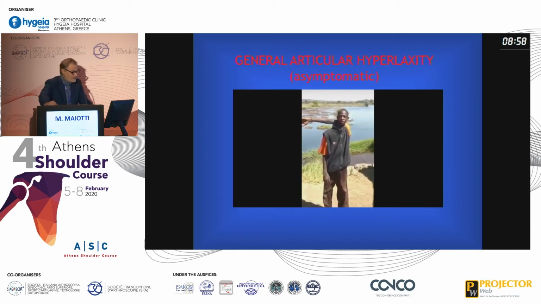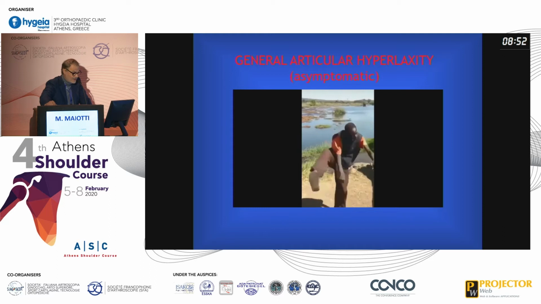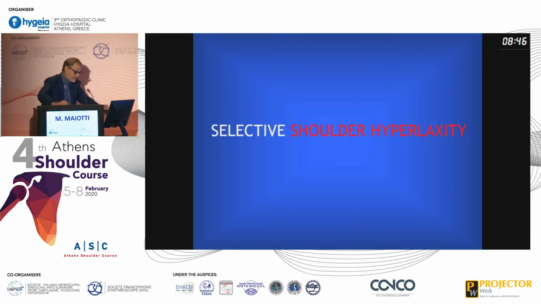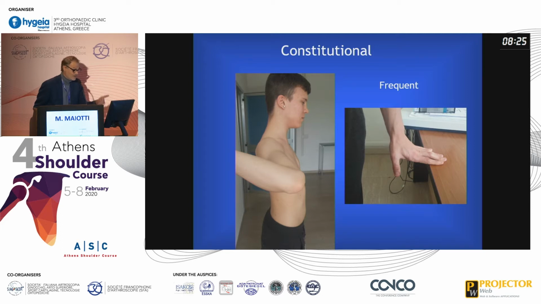Now let's talk about hyperlaxity. This is a guy that has a general hyperlaxity, but is asymptomatic. No pain, no dislocation. Then we think that, as Professor Castagna explained in a wonderful way, you have to make a good diagnosis. We think that it's a selective shoulder hyperlaxity in the family of the hyperlaxity, and it is acquired hyperlaxity from sports, or constitutional hyperlaxity, and this is very frequent, just on the shoulders, and it's bilateral. You have to make a good diagnosis before choosing the operation.